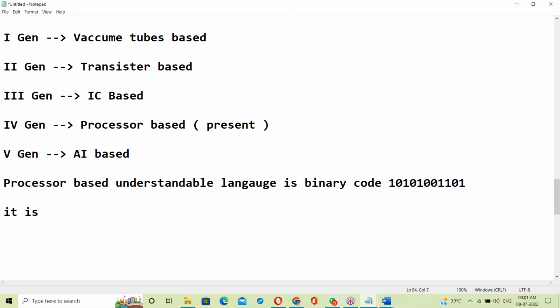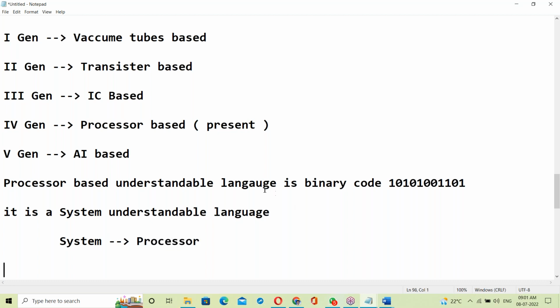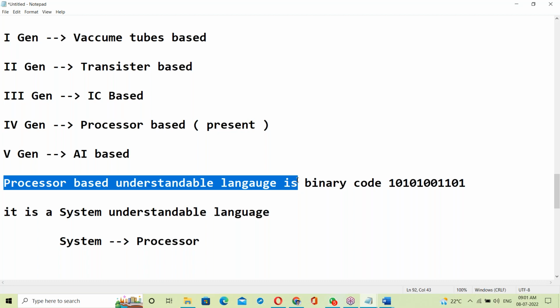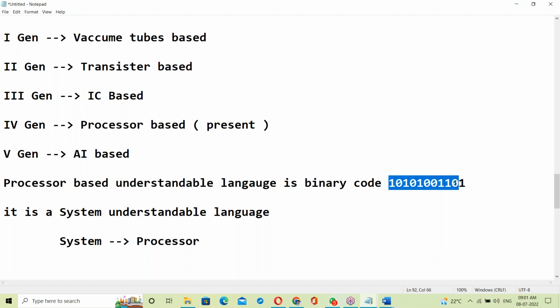Okay, it's a system understandable language. Here, system means processor. System means it's a processor. See, processor based understandable language is binary code, in zeros and ones format.